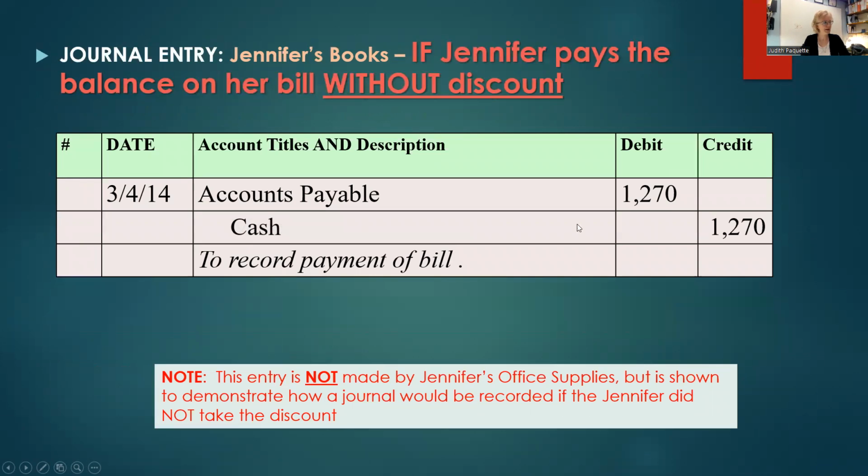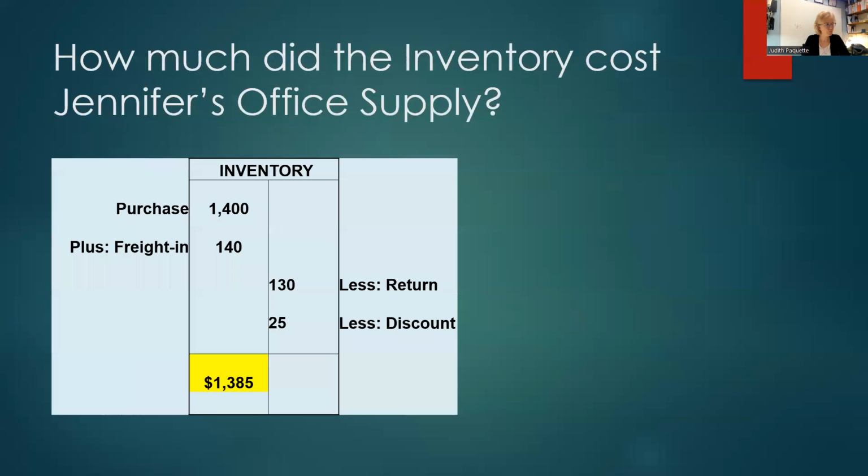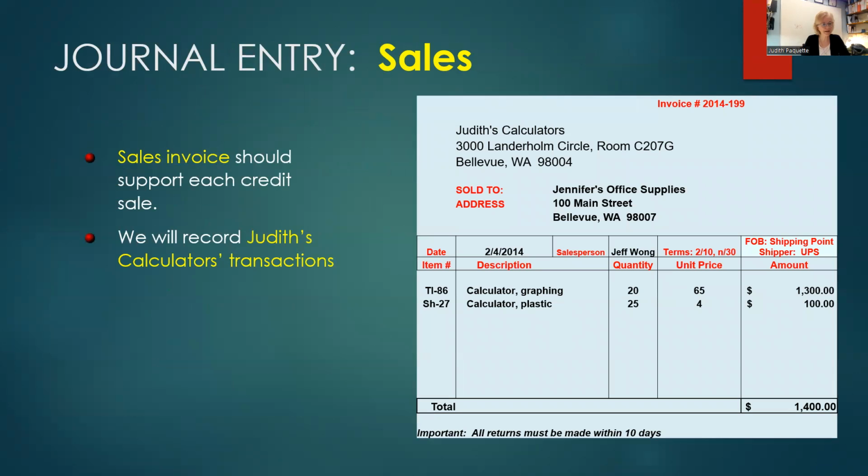All right. If the buyer could not afford to pay the bill early, you debit accounts payable and credit cash. Okay. All right, so those are the basic purchasing transactions. Now we're going to flip it and say, what if we're the seller?